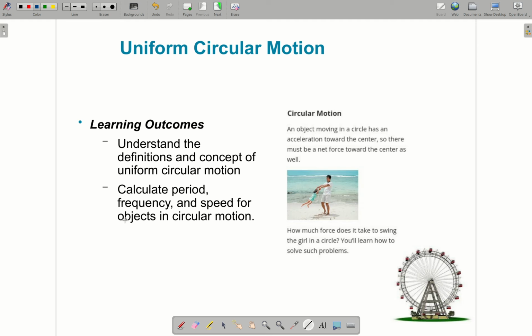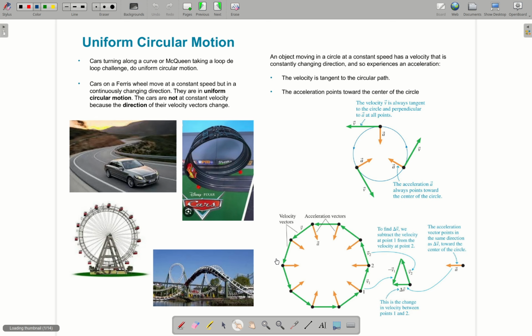Everyone, this is a lecture about uniform circular motion. This will be mainly about understanding how uniform circular motion works and its definitions, and calculating simple parameters for a uniform circular motion such as period, frequency, speed, and so on. Uniform circular motion is when an object is moving around a circle with a constant speed.